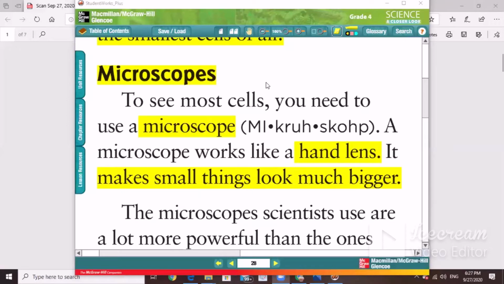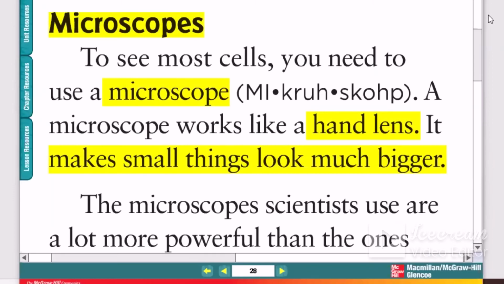Ahmed Mustafa, tell me please, what is the microscope's job? To see something like the cells. Yeah, amazing answer. To see something that is so small. Thanks a lot. Anyone else, guys? Anyone have another answer? Abdulaziz Naif, do you have an answer? Mustafa? Thanks a lot.